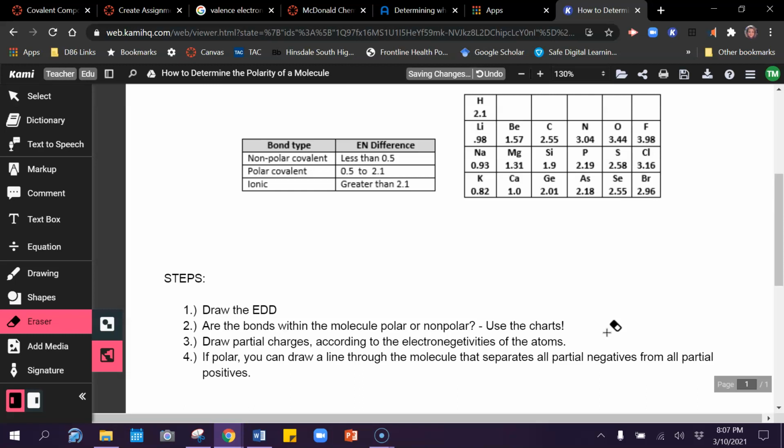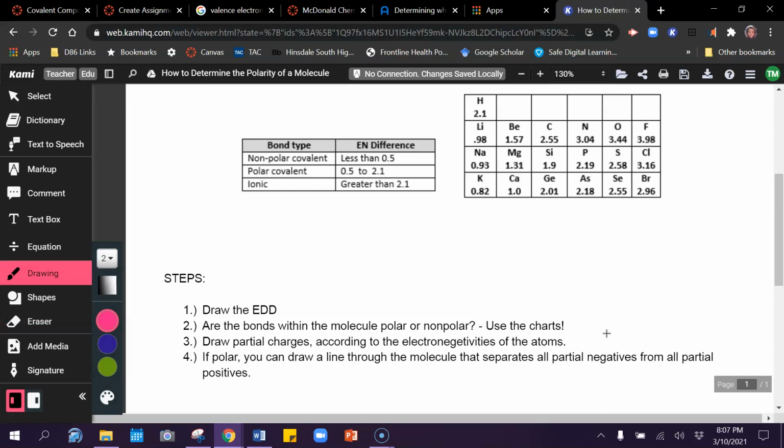So the steps in how to do this are outlined here. Number one, you have to draw the electron dot diagram. And remember, if you need to, use your VSEPR molecular geometry chart in order to draw your electron dot diagram appropriately. The shape matters. Number two, you have to determine, are the bonds within the molecule polar or nonpolar? And it says use the charts, and the charts that I'm talking about are the two that are up here that I just explained.